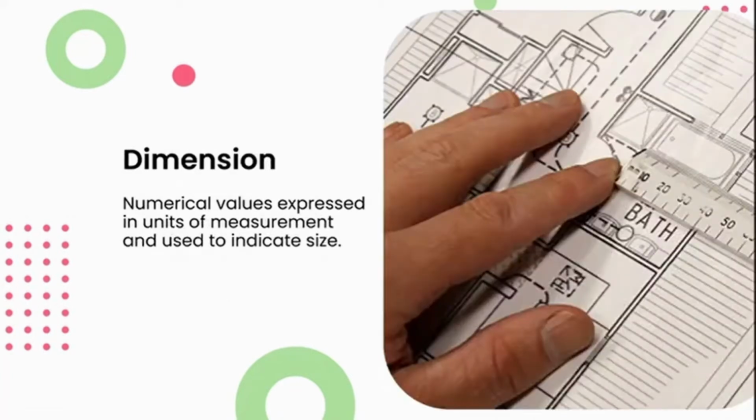Next, we look at the term dimension. This is a really important term and something that will crop up quite a lot on your journey as interior designers. Dimension means the numerical value expressed in units of measurements and used to indicate size. So on your floor plans and layout plans, you're going to find a lot of dimensions. Dimensions give the size to buildings, to room spaces. It gives us the size of length and width to the spaces that we're working with. So dimension is a numerical value used to express the size of a space.